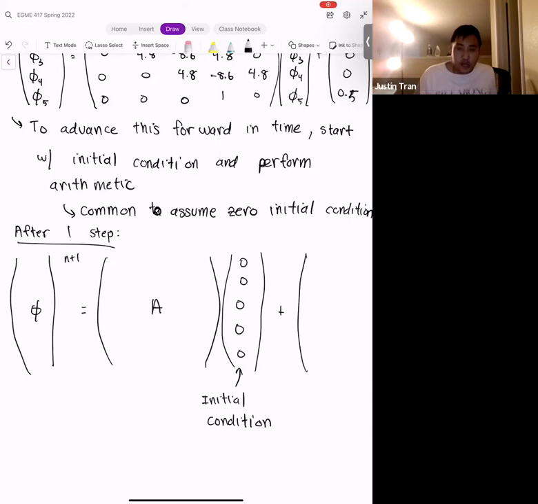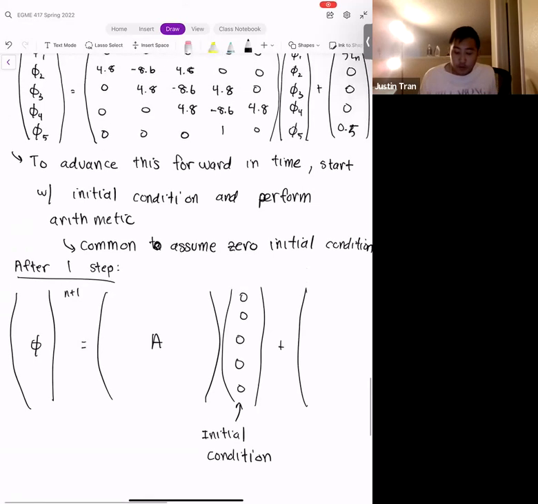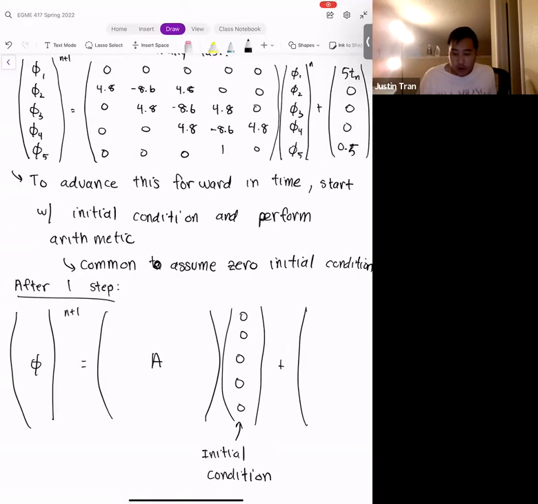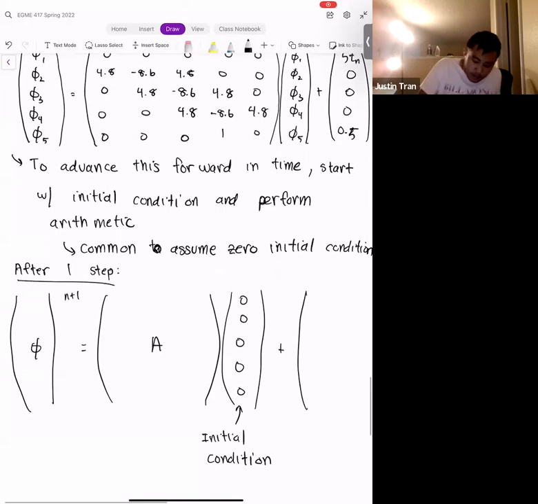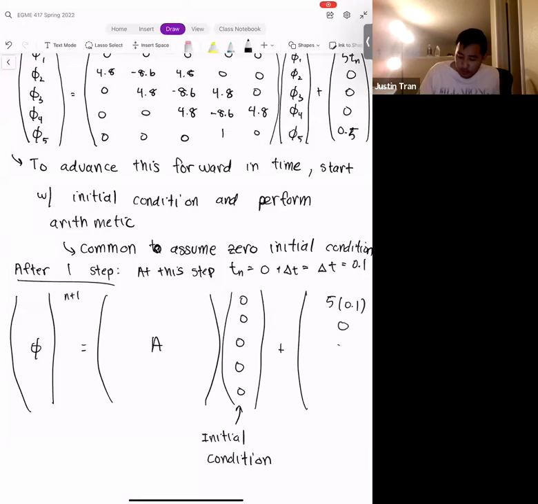And then to that, we're going to add our extra vector here. So first thing we have is 5 times Tn, right? And so Tn at this step, we've advanced forward 1 step in time. And so Tn here will be the initial time 0 plus delta t. And so it's going to be 0.1. And so this first entry here is going to be 5 times Tn, and Tn is going to be 0.1. And the bottom here is 0.5.